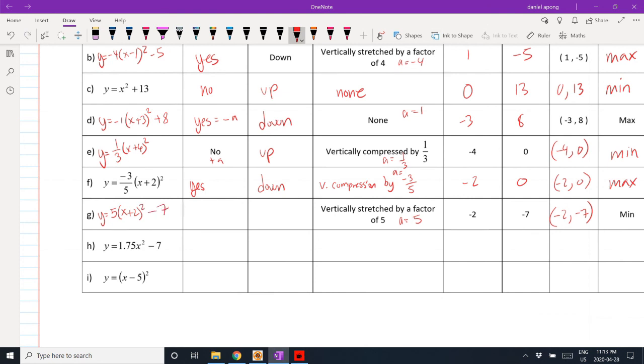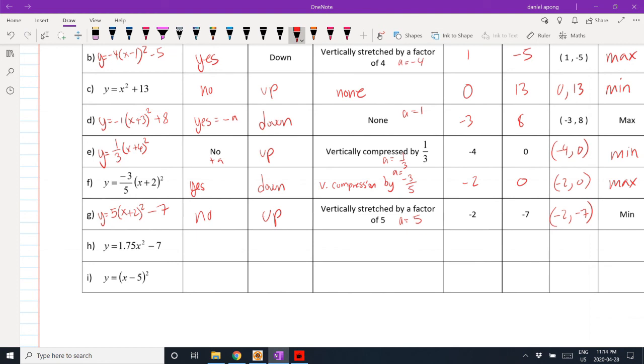Okay. I'm sorry, I didn't fill in this part here. So there is no reflection in the x-axis, and it opens up. Let's try the next one here.